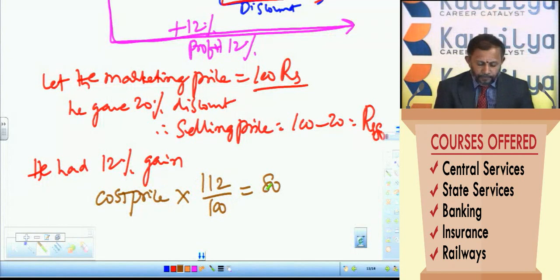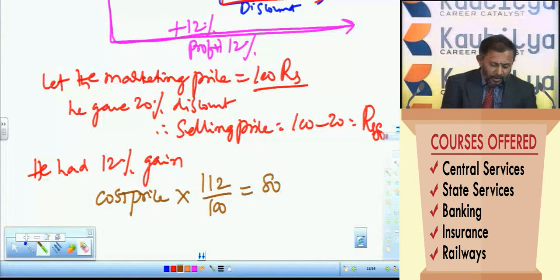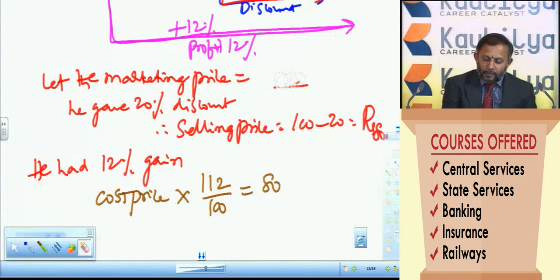So here what you have to observe is, if you have a relation between only marketing price and selling price, we can assume this as 100. But here we have to establish a relation between cost price, marketing price and selling price. So it is better to avoid the middle number as 100.